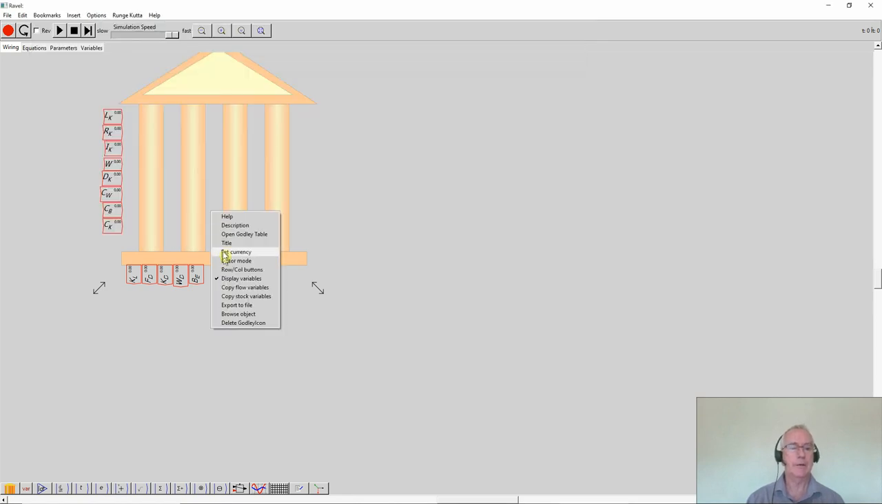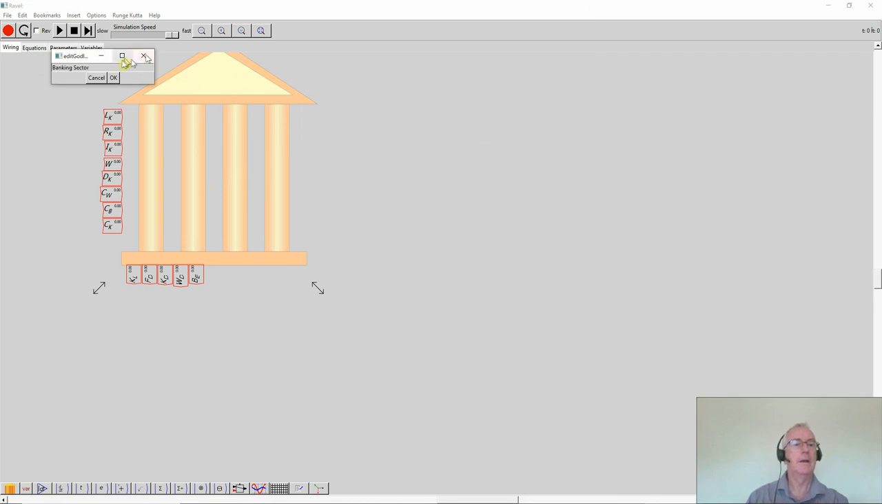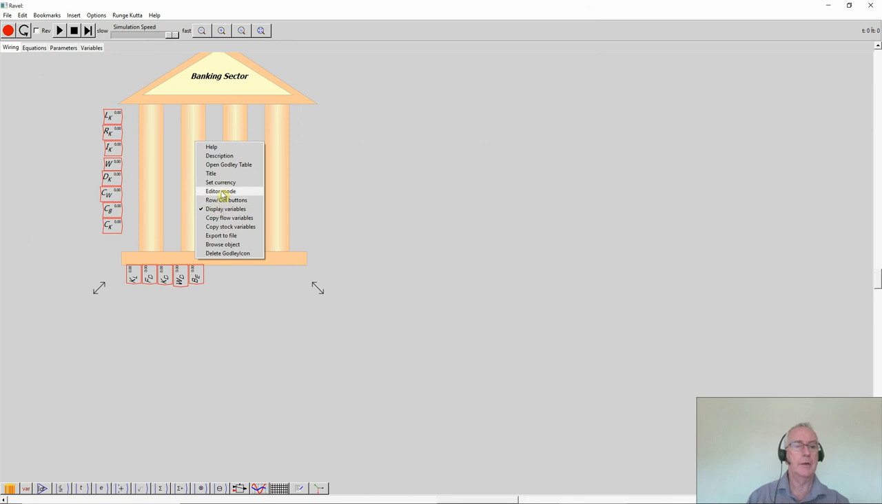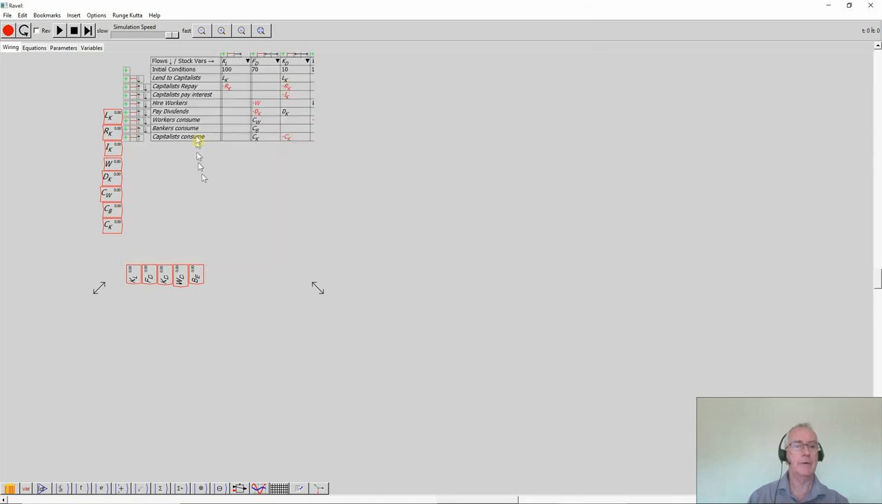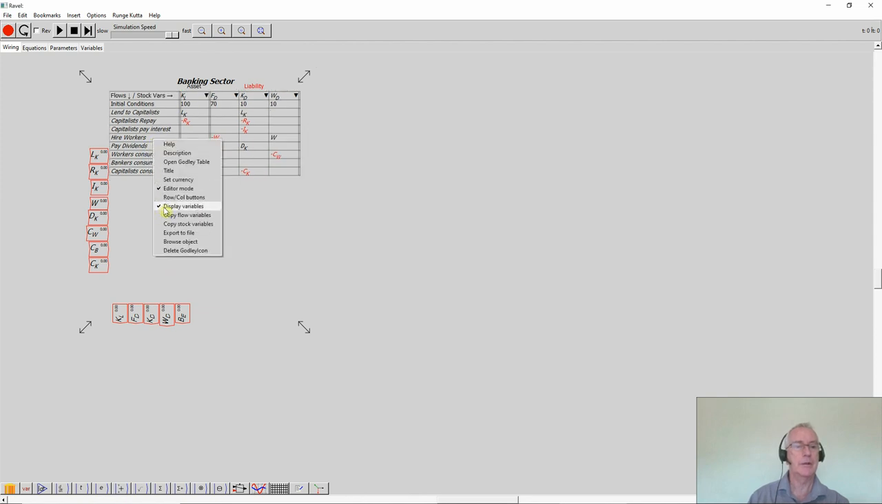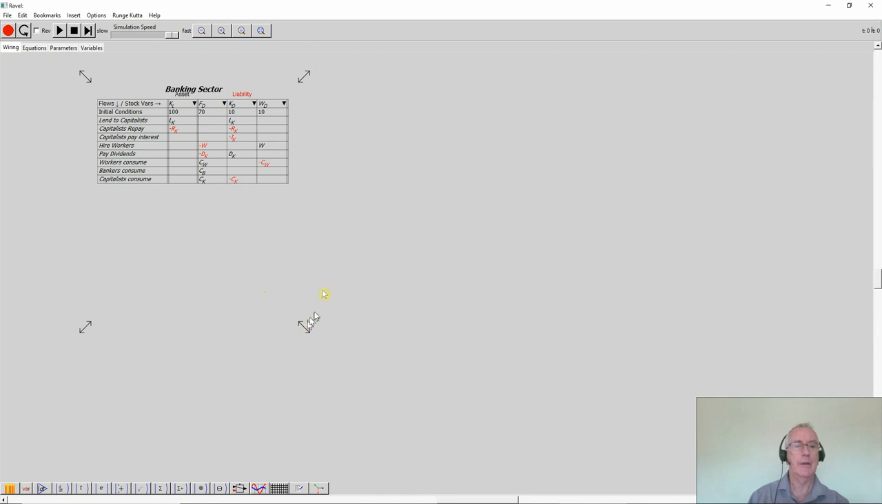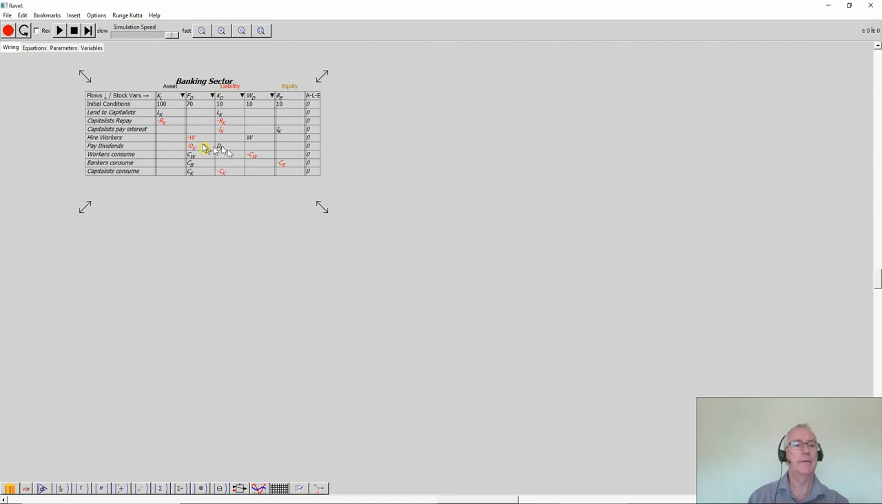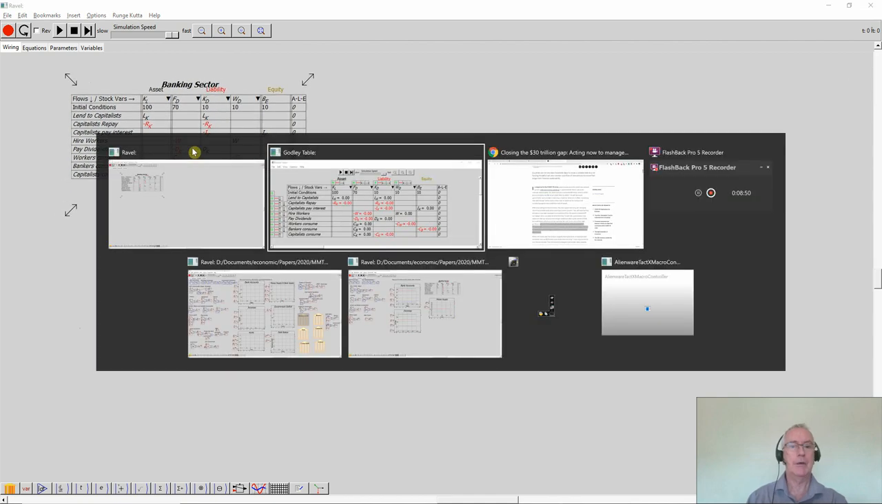And I can now just show this in Minsky. So I'll call this the banking sector, and put it into what we call editor mode. This is something we're still working on. It doesn't quite work yet, but it'll get there. Turn off the row and column buttons you don't need to see, and turn off displaying variables. And there's the little model that I put together of the financial flows in a monetary economy.